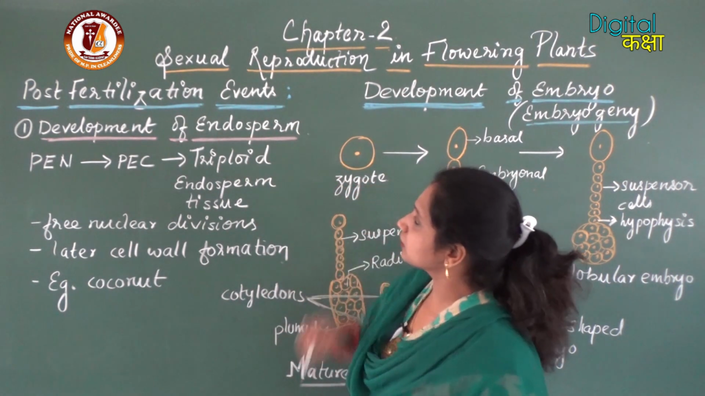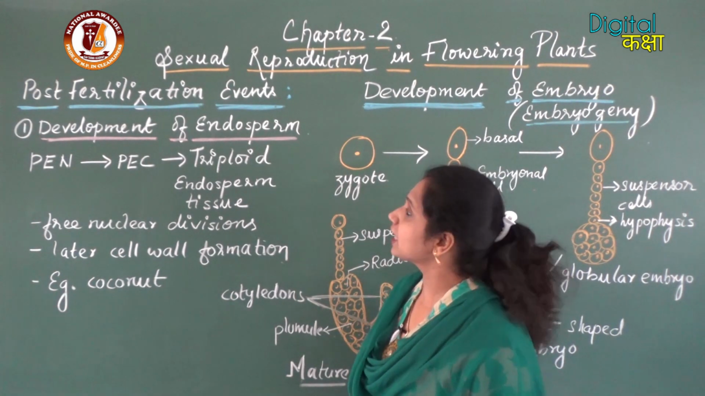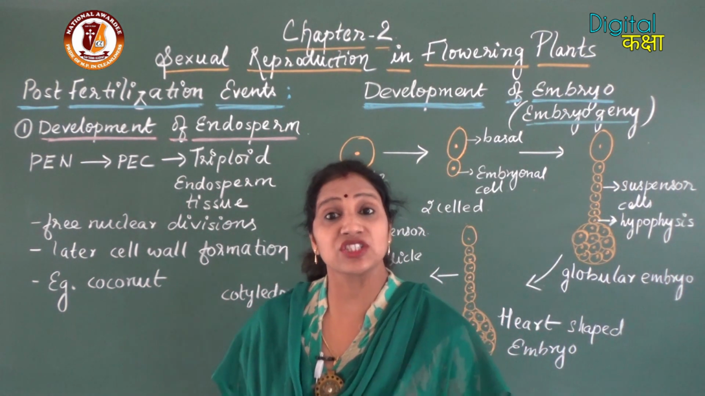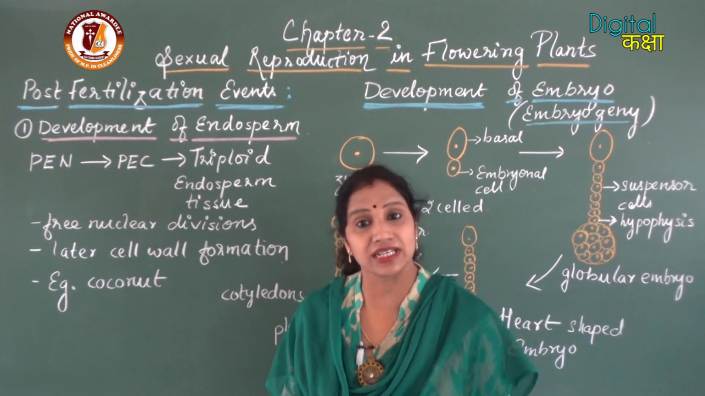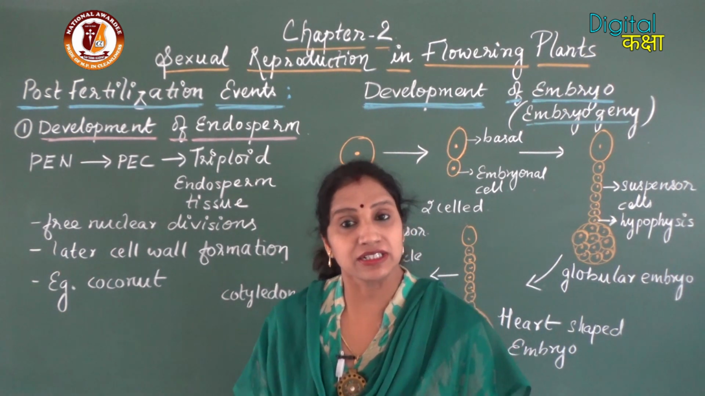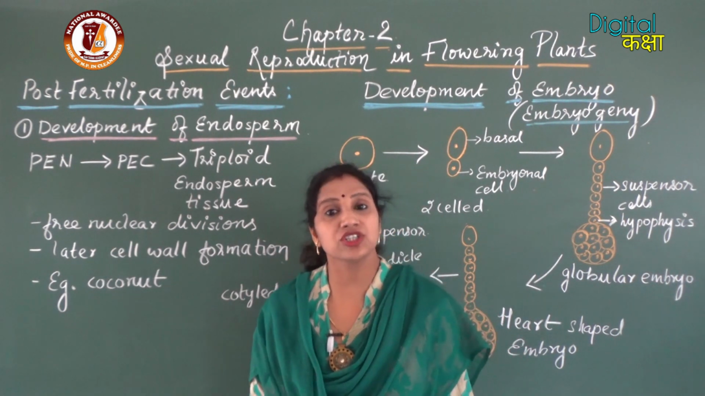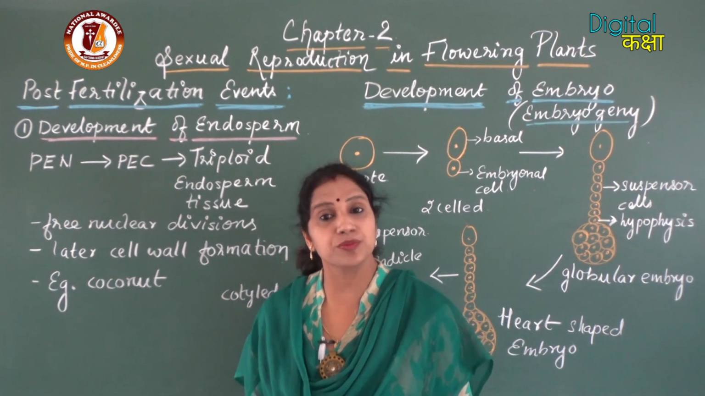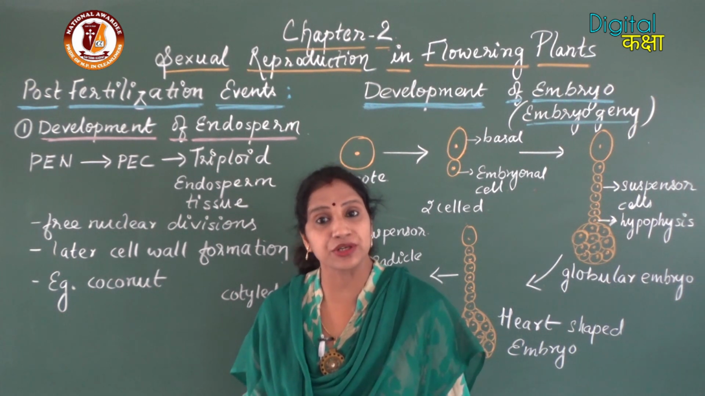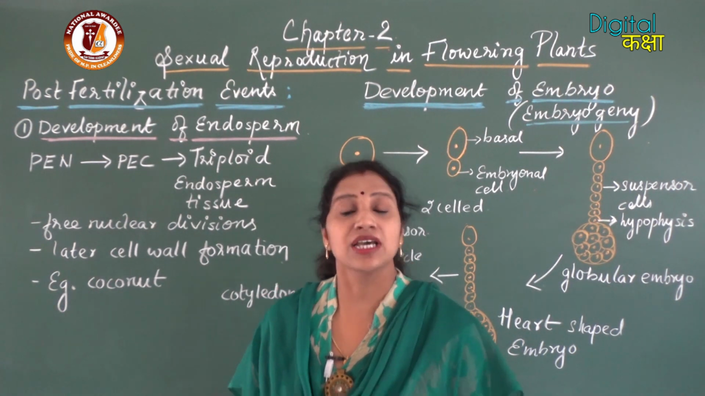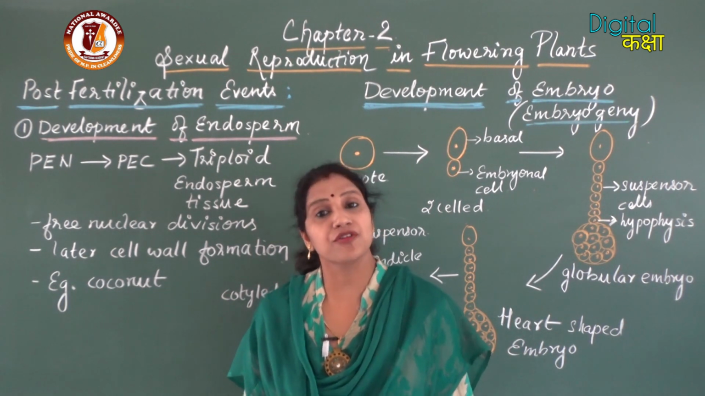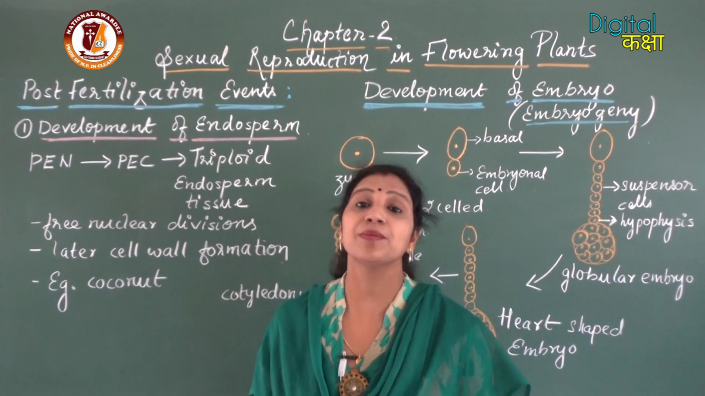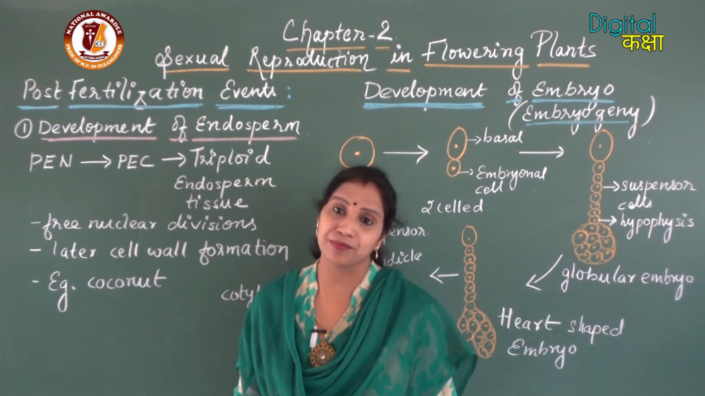So, starting with the first post-fertilization event, that is development of endosperm. You all know that endosperm, which is formed as a result of double fertilization, is a triploid tissue which gives nourishment to the developing embryo. So, always the formation of endosperm precedes the development of embryo. You must have understood why this occurs, because the endosperm has to provide nutrition to the developing embryo. So, the development of endosperm precedes the development of the embryo.